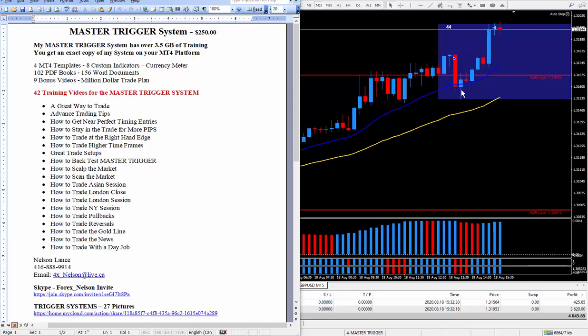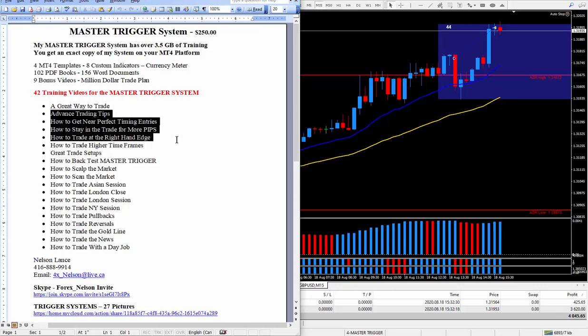You're looking at a perfect example. I teach exactly how to trade this way. And here it is right here, a great way to trade. Now all my trigger systems are really, really good systems, but the thing that makes the master trigger system a little bit better, and I just completed it about a month ago, is within these 5 subjects right here.